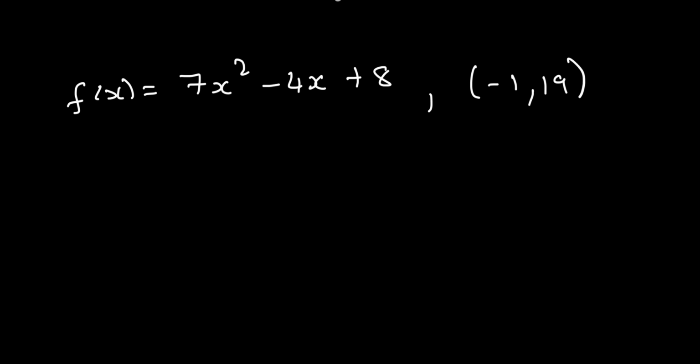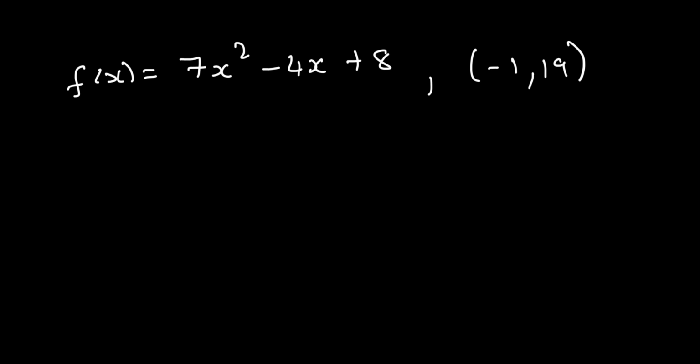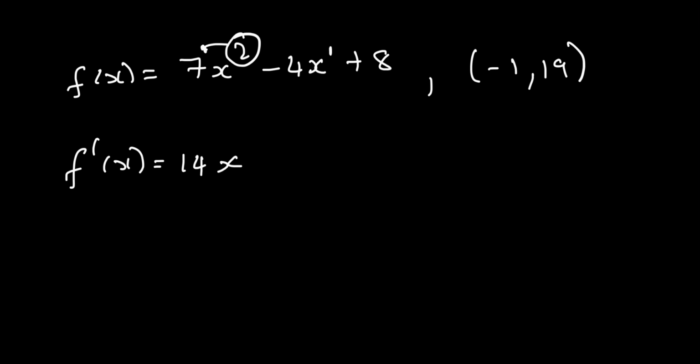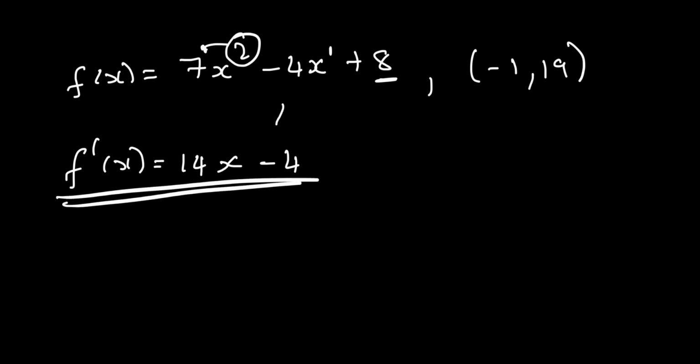So what do we know? We know that the gradient of f at x is the first derivative of f at x. So how do we find the first derivative? We say this multiplied by that, that's going to give us 14. And then you say 2 minus 1, that's going to be 1. Then if you look at this, the exponent is 1, so it's going to be 1 multiplied by -4, that's going to be -4. And if it was just x, it's just going to be -4. And if it is a constant, we don't write anything. So this is the first derivative of this function here. So this is the gradient of the function.